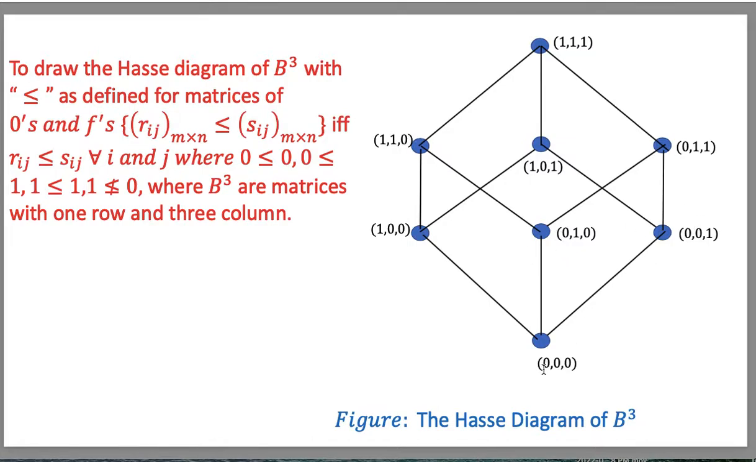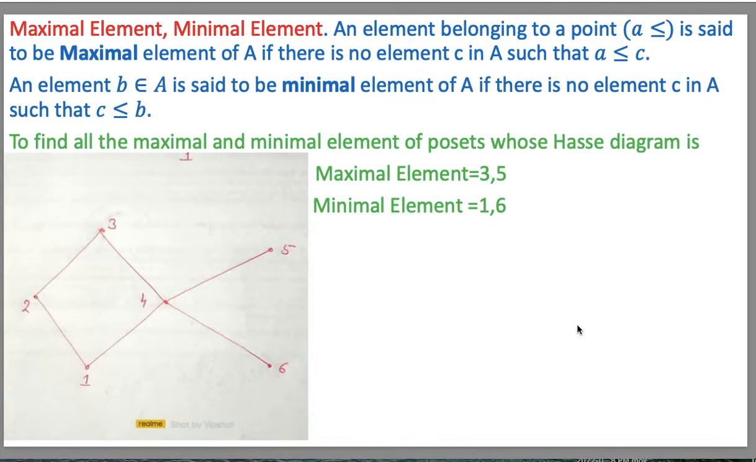Clearly 0 is less than 1, so we have written all the 3 zeros here. Then 1 and 2 zeros, 0, 1, 0, 0, 0, 1, then 1, 0, 1, 1, 1, 0, 0, 1, 1, 1, 1, 1. This is easy to draw, because we have used 0 is less than or equal to 0, 0 less than or equal to 1, 1 less than or equal to 1, and 1 is not less than or equal to 0. So this is the Hasse diagram of BQ.